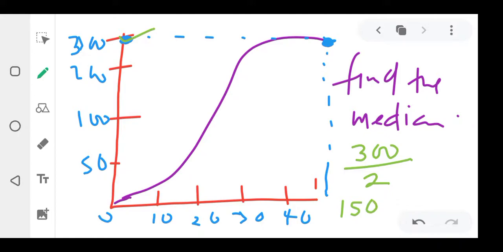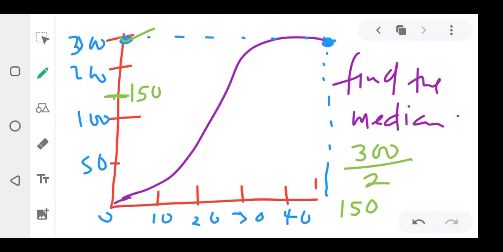And then you locate where 150 is. It's a median, meaning middle number. So where is 150? 150 is here. This is where 150 is. I'm just trying to show you, but you're not supposed to write 150. I'm just showing you where 150 is.